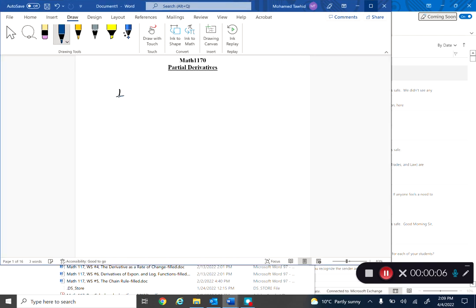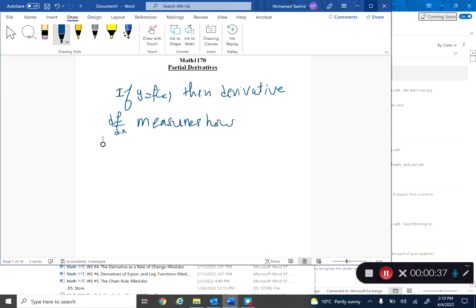So what we have learned before, if you recall, if you have y equals f of x, where f is a function of only one variable, a single variable x, then the derivative df by dx measures how fast f changes as x increases.